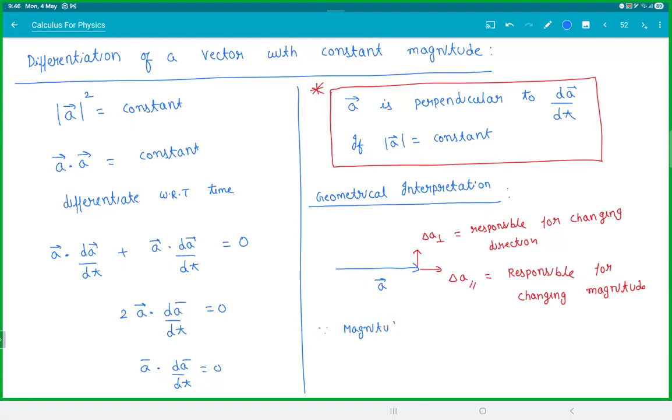Same thing, what we proved mathematically with the differentiation, we're trying to interpret geometrically. Since you're saying magnitude is constant, delta A parallel must be 0. That means the only thing that is left is delta A perpendicular. Since magnitude is constant, only delta A perpendicular exists.